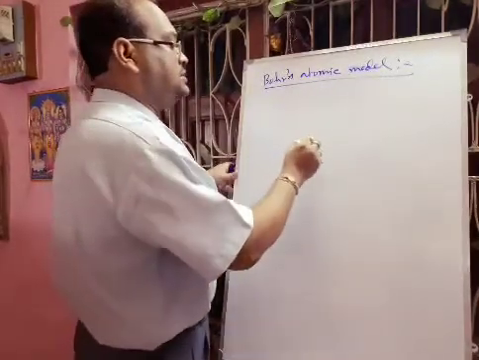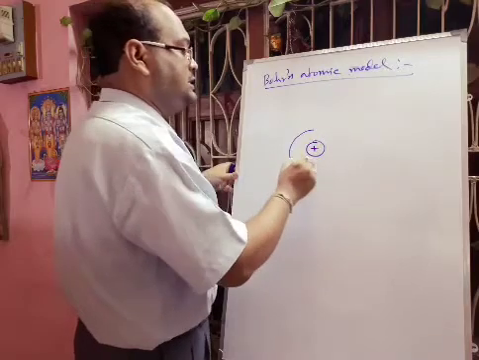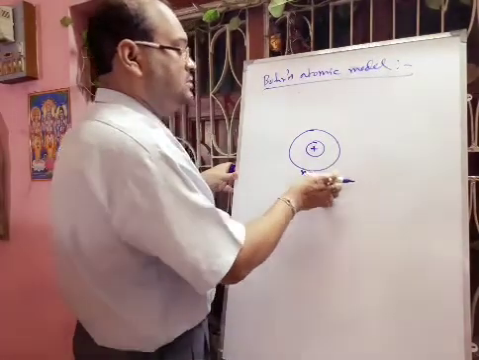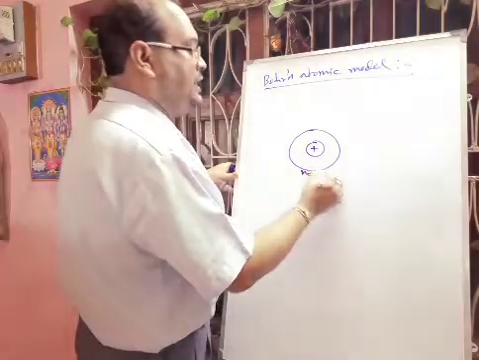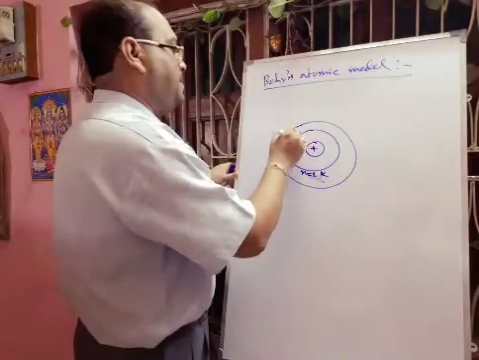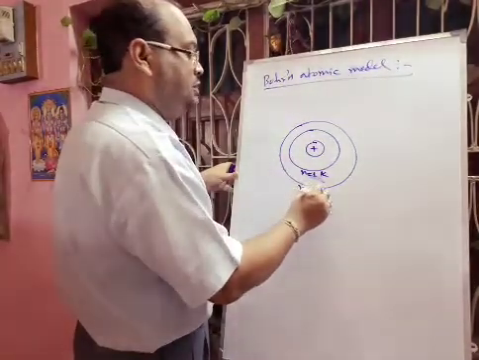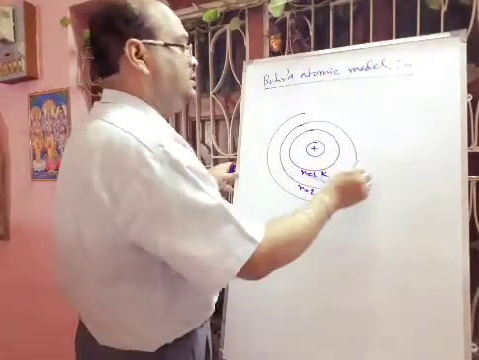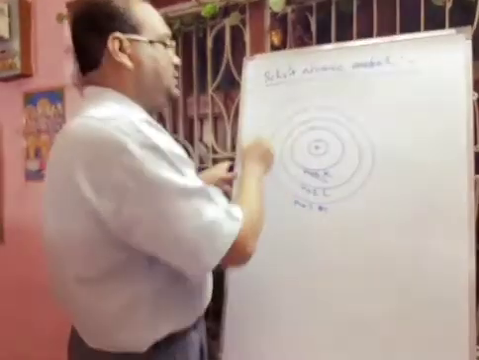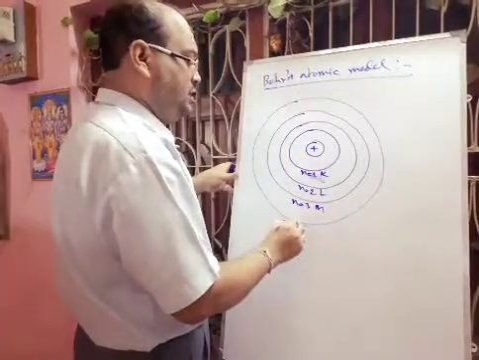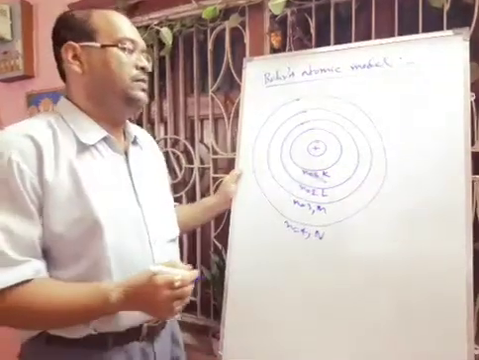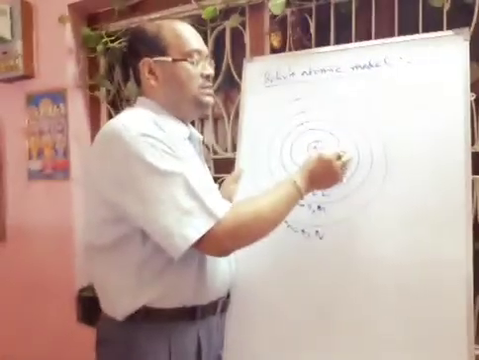So this is your nucleus, and after this nucleus, this is your first cell, denoted by n is equal to 1, and it is called the K cell. After that you will get n is equal to 2, that is the L cell. Then n is equal to 3, that is the M cell. After that, n is equal to 4, that is the N cell. So in this way electrons will be arranged around the nucleus.